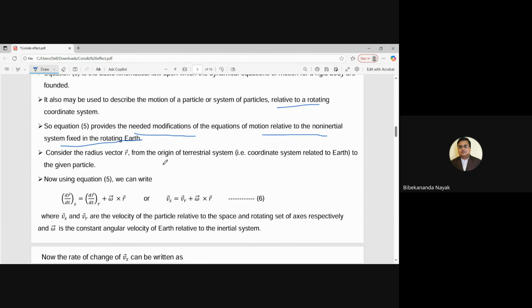Okay, consider the radius vector r from the origin of the earth system to a given particle. If r is the position vector of any particle from the origin of the earth, then using that formula we can write d by dt of r in space is equal to d by dt of r rotating plus omega cross r. In place of G, I take r. So dr by dt is velocity: V in space is equal to Vr plus omega cross r.